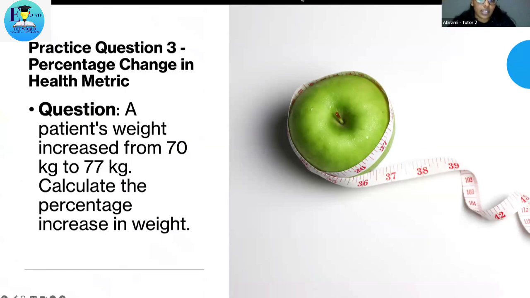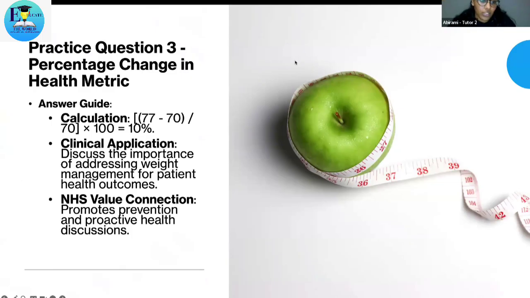So we go to the next slide. So that will be the answer. All you do is you find the difference in the two weights, so 77 minus 70, and you divide it by the original weight, which was 70. Again, if they ask for a percentage, you always want to times it by 100 to get that percentage. So that's 10%. Again, the examiner might give a follow-up question of, okay, what is the significance of this?